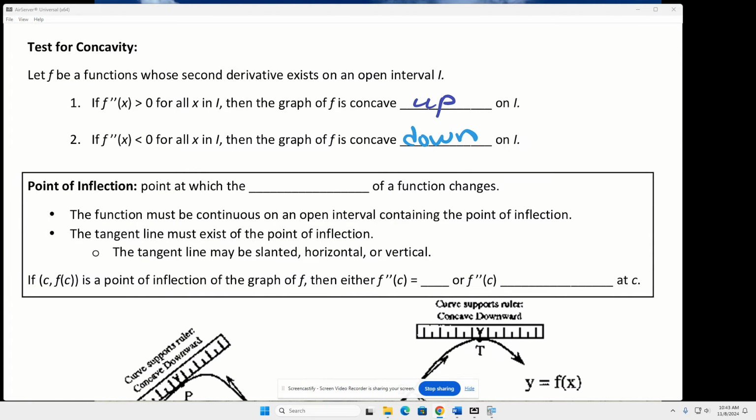Okay. And then last year we learned a little bit about points of inflection. Do you guys remember what a point of inflection is? Concavity changes. Very good. So the point at which the concavity changes is the point of inflection. Now, at the point of inflection, the function must be continuous on the interval, and the tangent line must exist on that interval. It is okay for the tangent line to be vertical, or slanted, or horizontal, but the tangent line must exist.